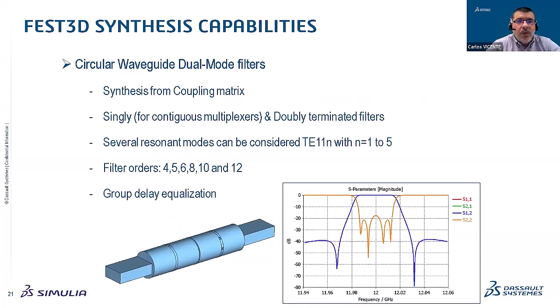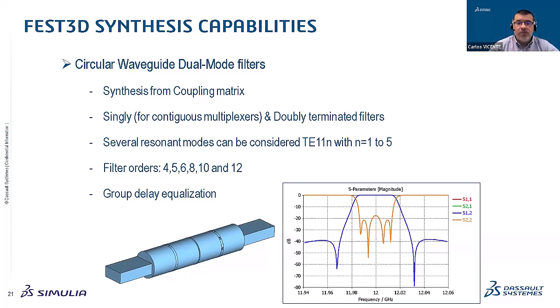The last one is the circular waveguide dual mode filters. In this case, we are synthesizing from the coupling matrix. And we can do singly or doubly terminated filters. Singly terminated filters are mainly used for contiguous multiplexers, so this is really possible to be done. It's pretty flexible in terms of the resonant modes that can be considered, also the filter orders, and we can even do automatic group delay equalization for this type of filters.